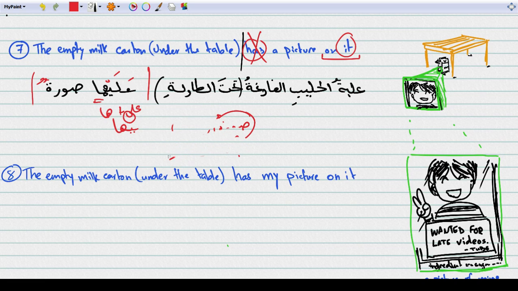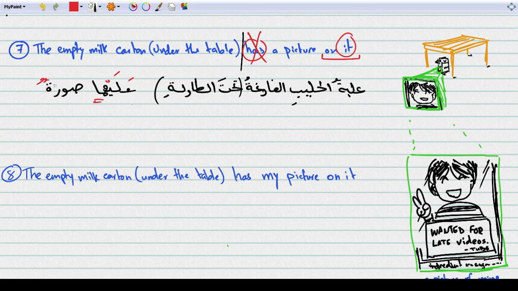So basically, whenever you have a preposition, you can just think of it as if we split this part. So now a picture on it. If I translated suratun alayha and then I find that alayha is a prepositional phrase and surah is just an undefined noun, then what I do is I flip the order. It becomes alayha suratun. This is how you say it in Arabic. علبة الحليب الفارغة تحت الطاولة عليها صورة.